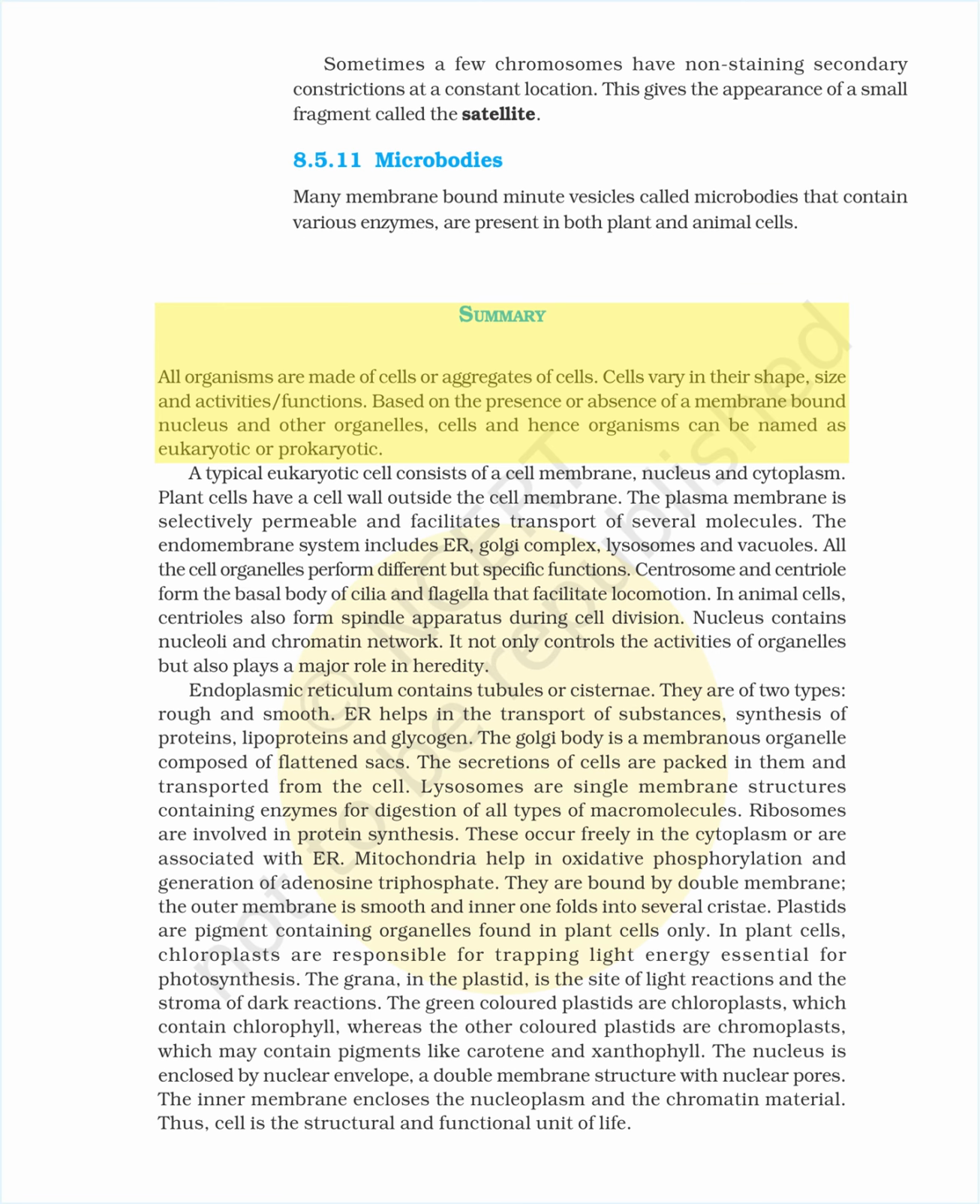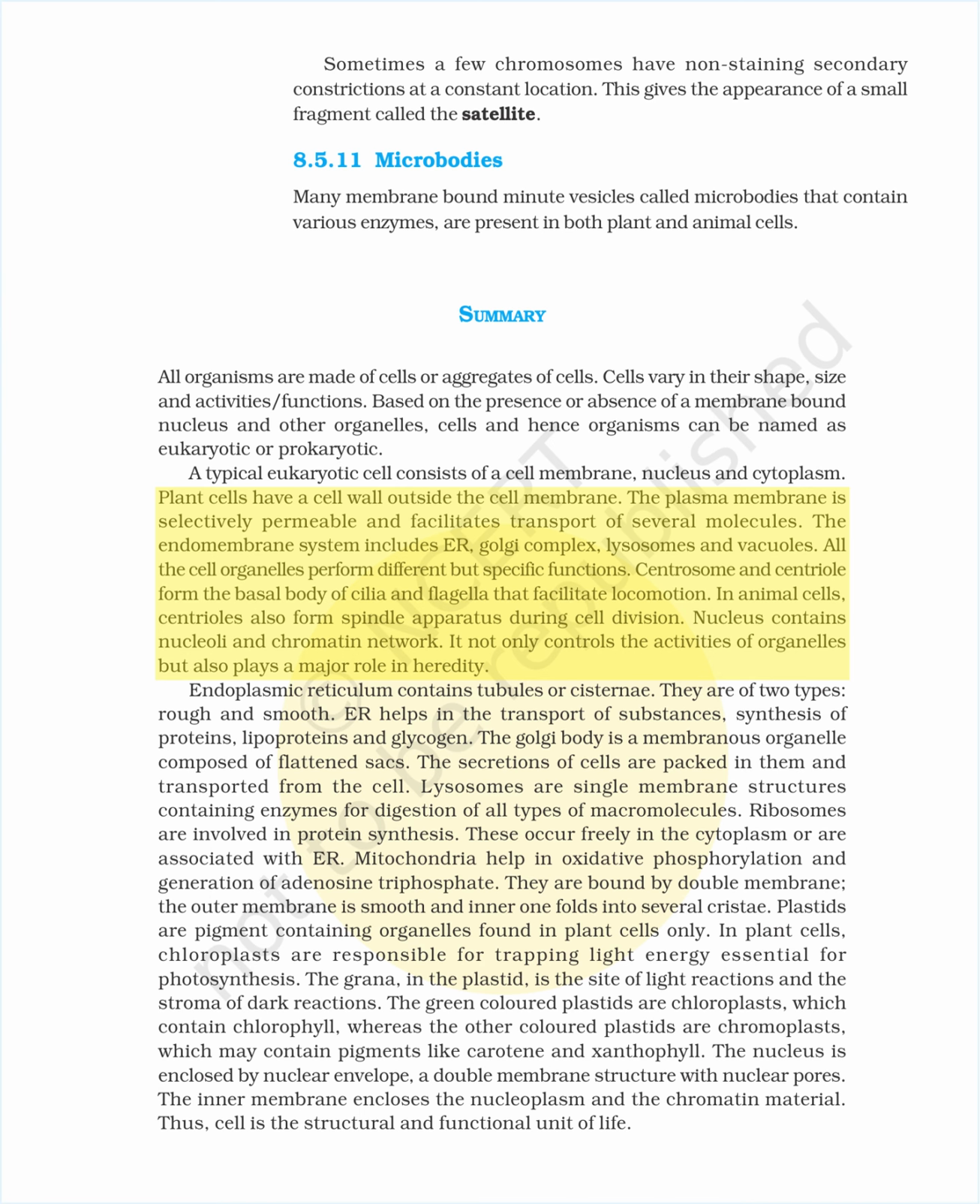Summary: All organisms are made of cells or aggregates of cells. Cells vary in their shape, size, and activities or functions. Based on the presence or absence of a membrane-bound nucleus and other organelles, cells, and hence organisms, can be named as eukaryotic or prokaryotic. A typical eukaryotic cell consists of a cell membrane, nucleus, and cytoplasm. Plant cells have a cell wall outside the cell membrane. The plasma membrane is selectively permeable and facilitates transport of several molecules.